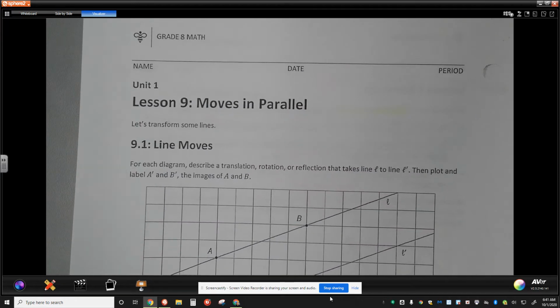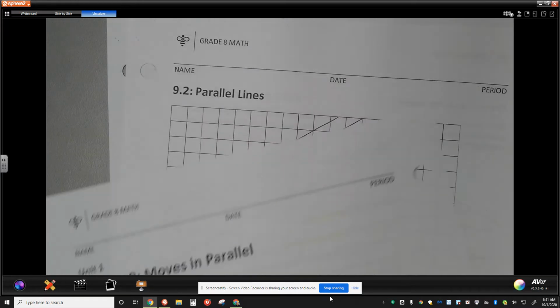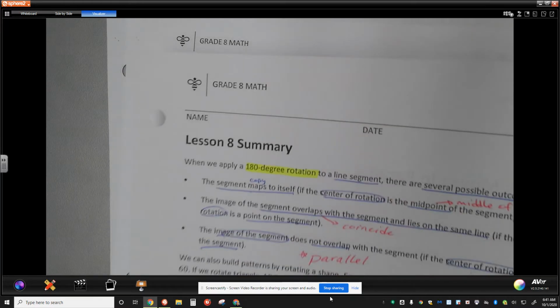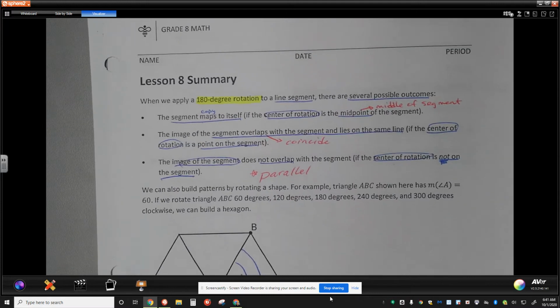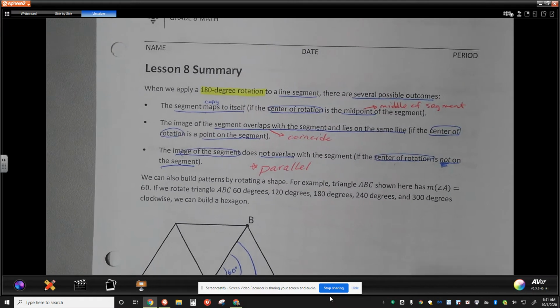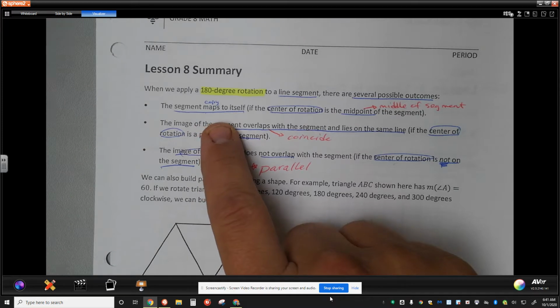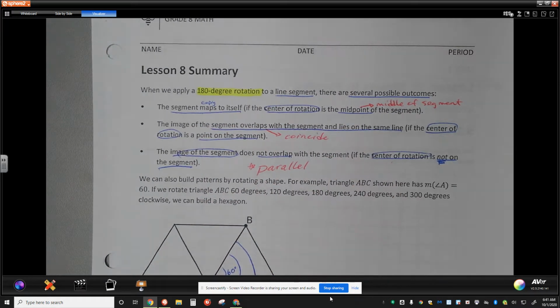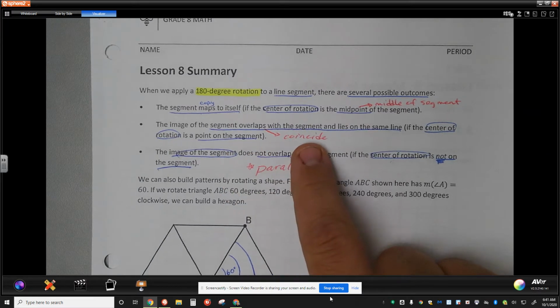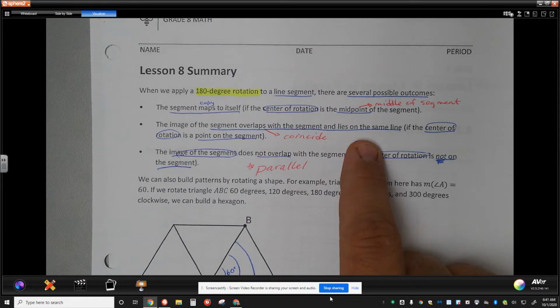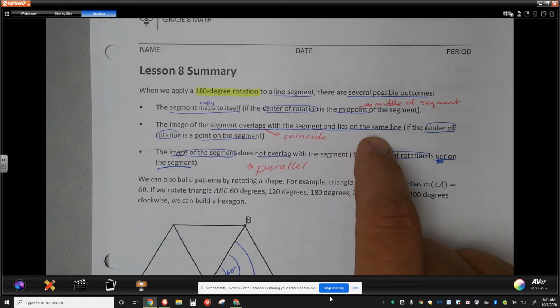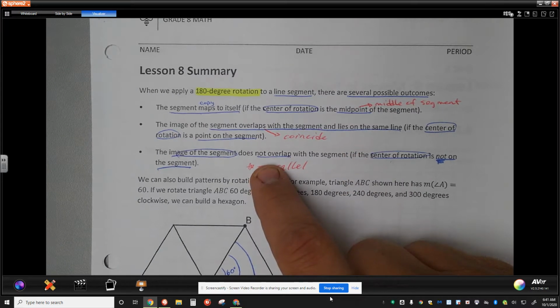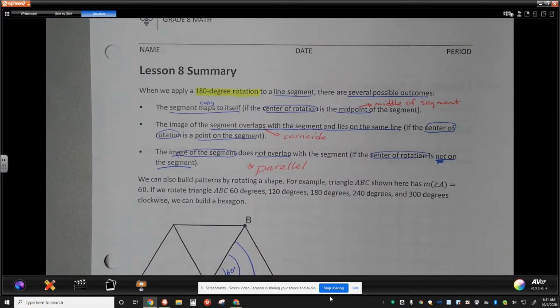Before I do that, I'd just like to remind you of the previous lesson. We talked about rotational patterns. Specifically, we talked about 180-degree rotations, when we saw that line segments would map onto themselves when their center of rotation is at the midpoint. The line or the segment would overlap at some point if the center of rotation was somewhere else on the line. And then when the center of rotation is not on the line, the segments do not overlap, but the lines end up, as a consequence, parallel.